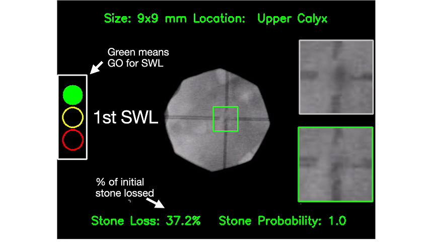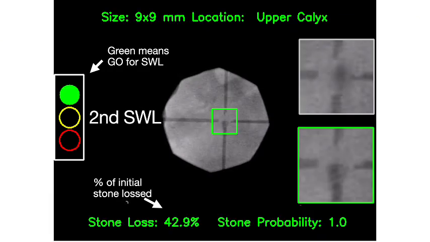Note the subtle differences between the insets. The stone probability of the green box is 1.0, meaning that the probability of a stone being in the box is 100%. The notification system shows green, which means go for shockwave application. After the second SWL application, the initial stone loss is 42.9%.